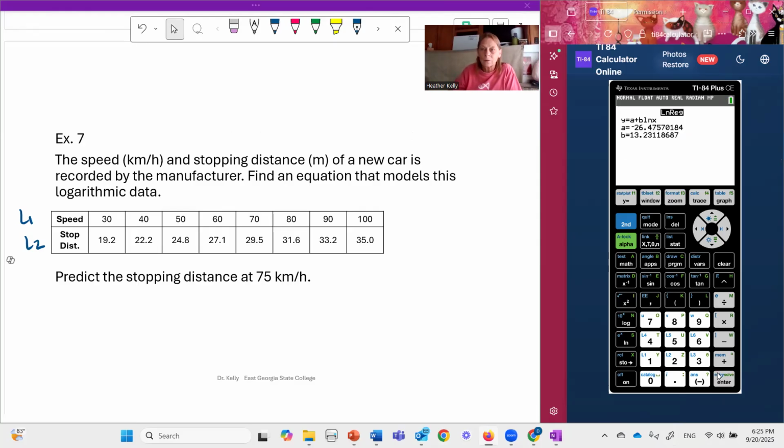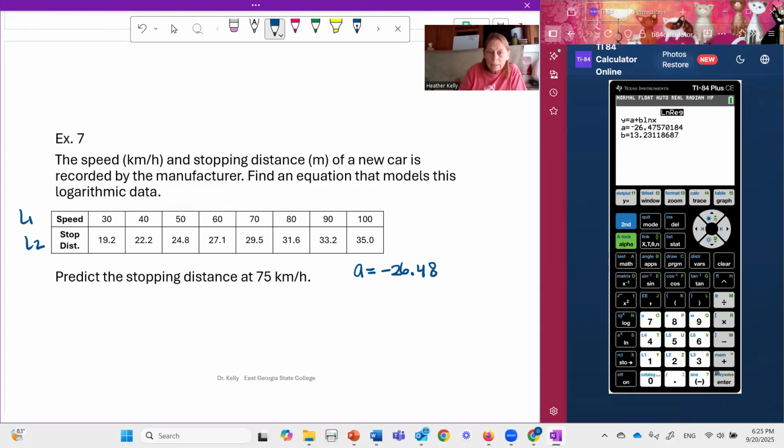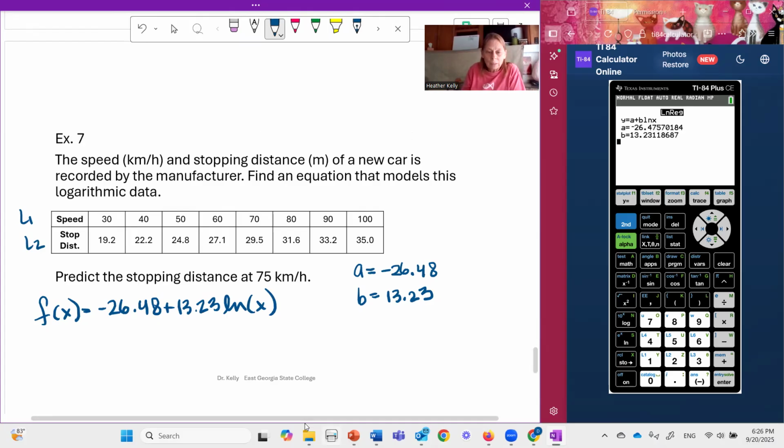Here we go. Let's get our A is equal to negative 26.48. Our B is equal to 13.23. Let's get our equation. F of x is equal to negative 26.48 plus 13.23 ln of x. And then it says, what's the stopping distance at 75 miles an hour?